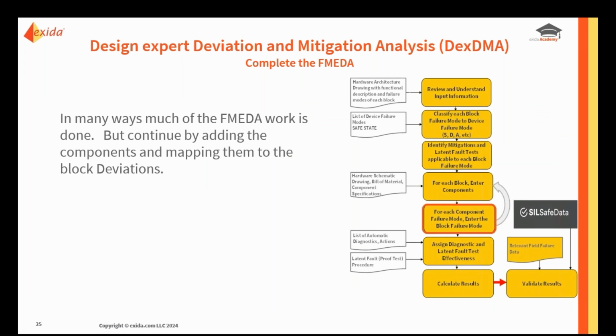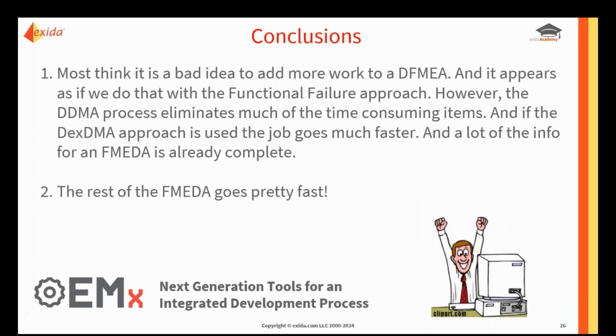At that point, all that's left is to add all the components, map the component failure rates to the functional failure rates, and then the FMEDA is done. In conclusion, generally, you think it's a bad idea to add more work, but in reality, it turns out that if we add these functional failures in between the components and the element, the overall amount of work that's done is actually less, and the documentation is improved immensely.